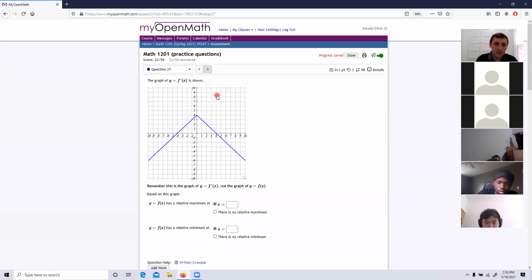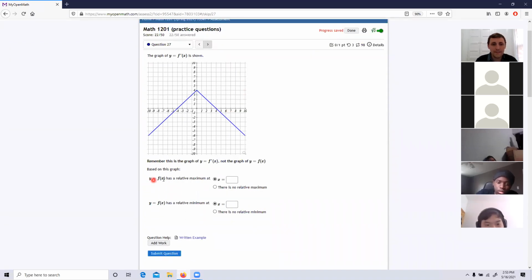All right, here is another one. The graph of f prime is shown. Where is the maximum of the graph of f of x, relative maximum at what value? So let's look at it, guys. This is the graph of slope. So that means you have to be careful, guys, right? So this is the graph of slope.